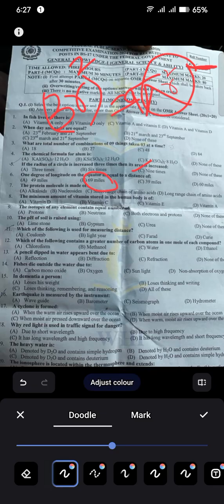1 degree of longitude on the equator is equal to a distance of about 69 miles, and it is simply the whole circumference of the earth, that is around 40,075 kilometers, divided by 360, which is the whole circle's degrees. You will get the answer in kilometers, and you can convert it into miles as well.